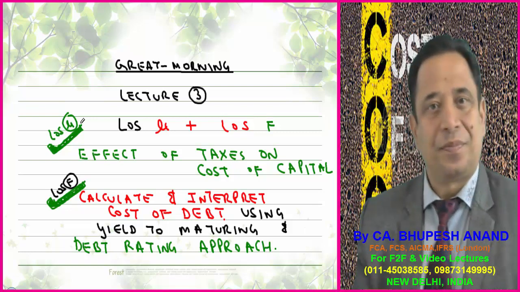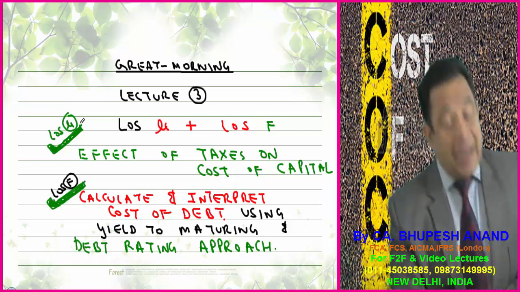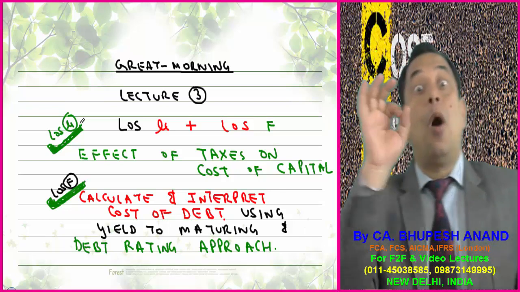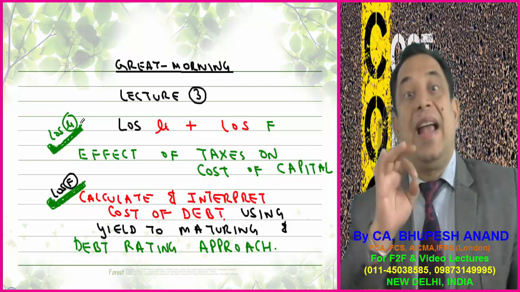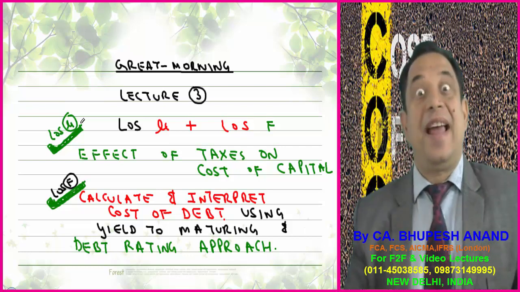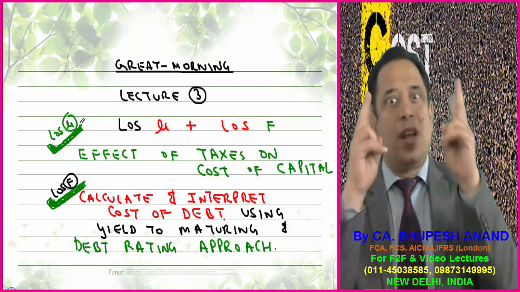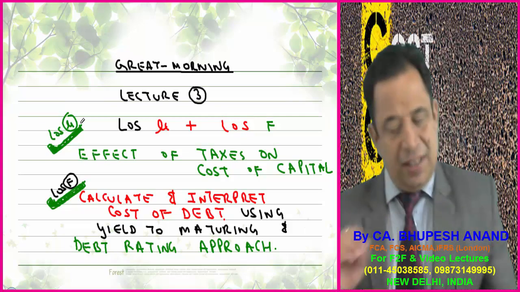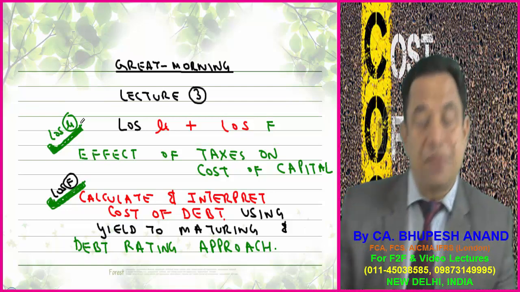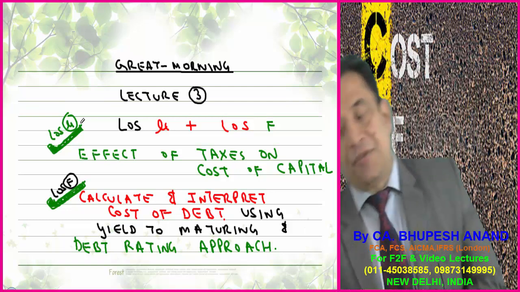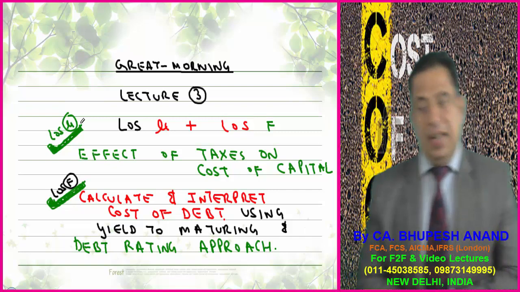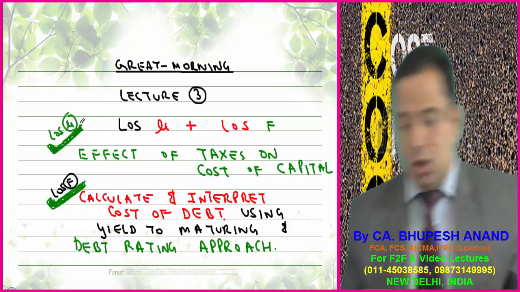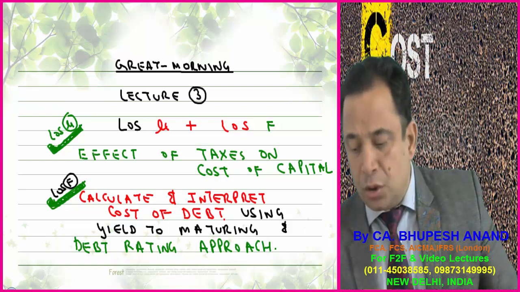First point in this lecture, I will be discussing learning outcome number B, B for Bombay, B for boy, and learning outcome number F for frog. I have written what these learning outcomes emphasize. Learning outcome B is the effect of tax on cost of capital, and learning outcome F is calculation and interpretation of cost of debt using yield to maturity.